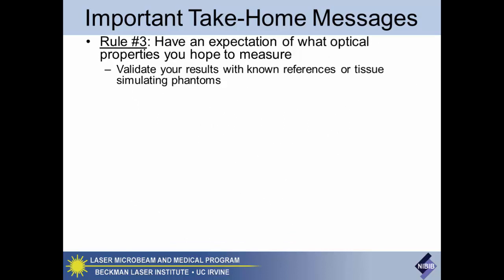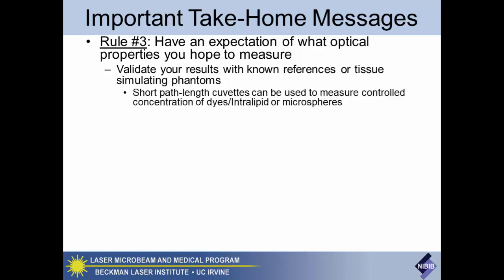So the third rule is to have an expectation of the optical properties you hope to measure. Knowing in advance what range of optical properties to expect will help you prepare your instrument and optimize the thickness of your sample versus the sensitivity of your instrument around that idealized range of optical properties. You can validate your results with known references or tissue simulating phantoms. If you have some unknown sample, have a series of samples where you know the answer, and make sure that they fall within that range.